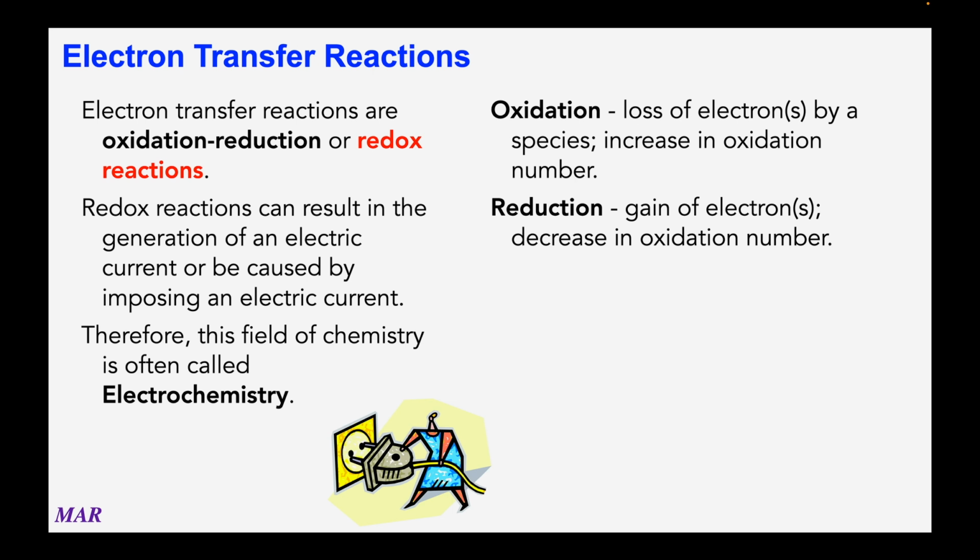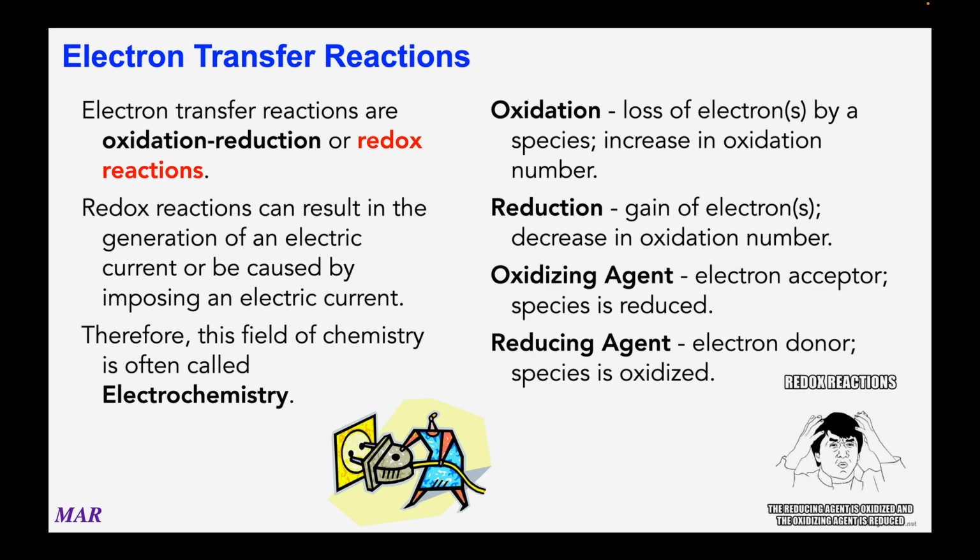And likewise, reduction, when you gain electrons, you're going to have more negative charges added in, so the oxidation numbers will decrease, become more negative, if you will. And if that wasn't enough, oxidizing agent is another term for something that's reduced. And reducing agent is another term for something that's been oxidized.